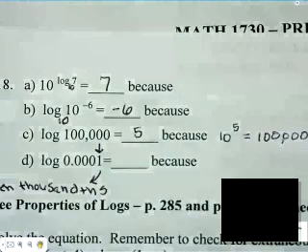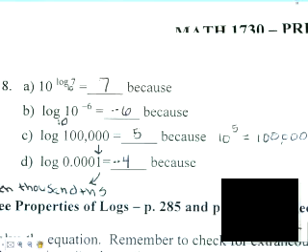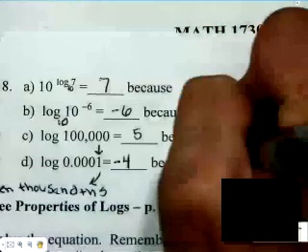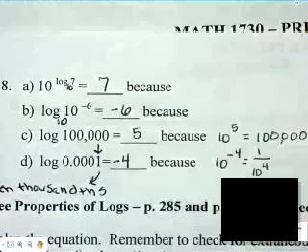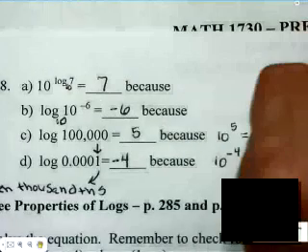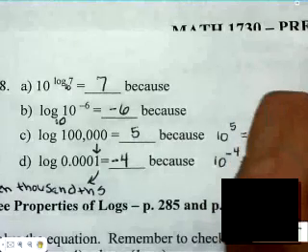What would give you 1 over 10,000? Just double check it. 10 to the negative 4 is 1 over 10 to the positive 4. 10, 100, 1,000, 10,000. 1 over 10,000, which is 0.0001.